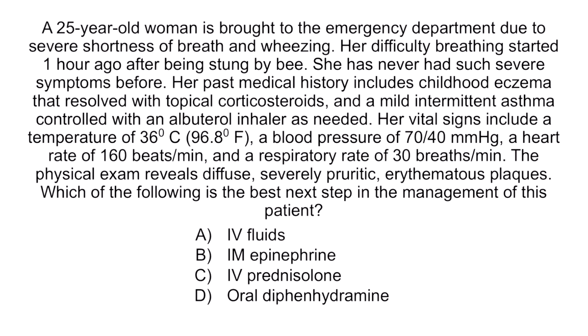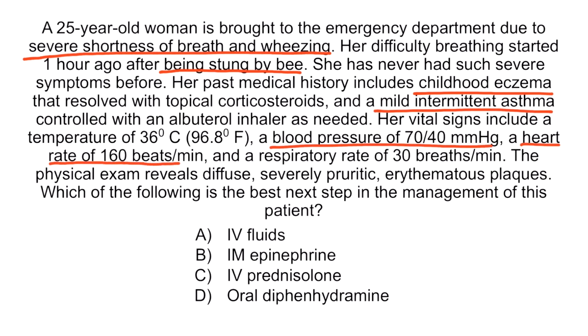Okay, so this patient presents with severe shortness of breath and wheezing right after being stung by a bee, and her past medical history is significant for atopic diseases like eczema and asthma, and her vital signs show severe hypotension and tachycardia and tachypnea. And then on the physical exam, we see this diffuse, pruritic erythematous plaque, which makes us think of urticaria. So all of these findings together highly suggest anaphylactic shock. So the next best step in management of this patient with anaphylactic shock is IM epinephrine, and that's to restore the vascular tone as well as dilate the bronchi. So the correct answer would be B.